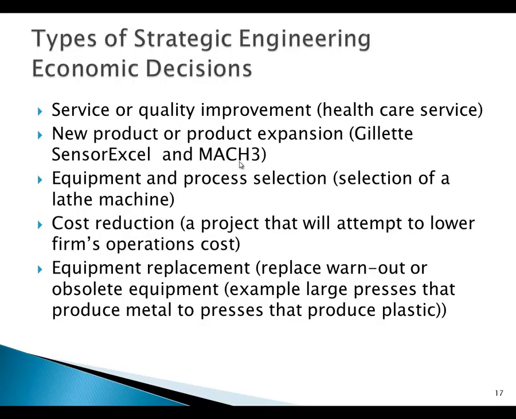Some of the strategic engineering economic decisions are quality or process improvement, especially in service industries such as healthcare, education, banking, insurance, entertainment, and many others. Other decisions could be related to the release of a new product, such as Gillette Sensor or MACH 3, and we'll talk about that in a minute. It could also be buying a new machine or replacing an existing machine that is obsolete or out of order, just stopped working and we need to replace it. And it could be a decision related to cost reduction, such as lowering the cost of airline operations.